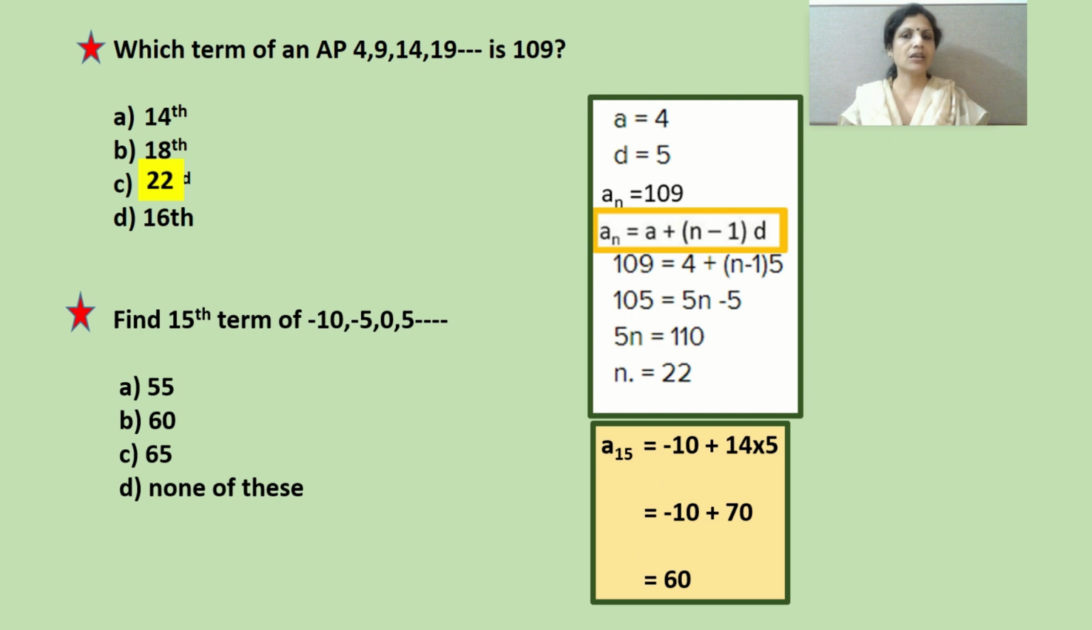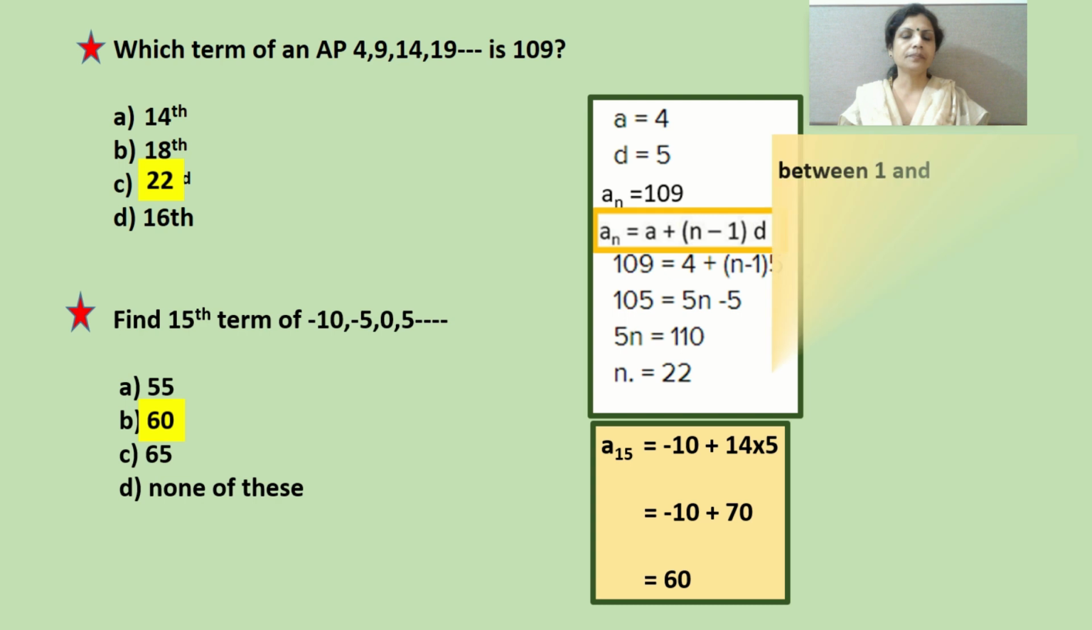a15 is equal to minus 10 plus 14 into 5, because the first term is minus 10 and the common difference is minus 5 minus of minus 10, that is plus 5. So when you solve it, you get minus 10 plus 70, which is 60. And 60 is there in the given options, which is your correct answer. Alright, this was also simple.